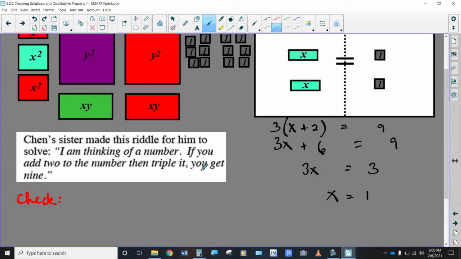Let's make sure that's the number that Chen's sister was thinking of. She's thinking of a number. If you add 2 to that number, 1 plus 2 is equal to 3. Then you triple that number, multiply that times 3, that gives you 9. You get 9. Yes, that is precisely what we got. So we feel good about this answer. We're going to declare our answer was Chen's sister was thinking of the number 1.